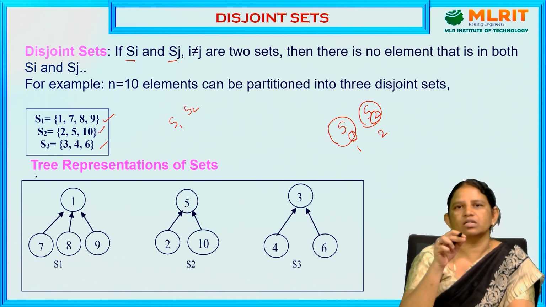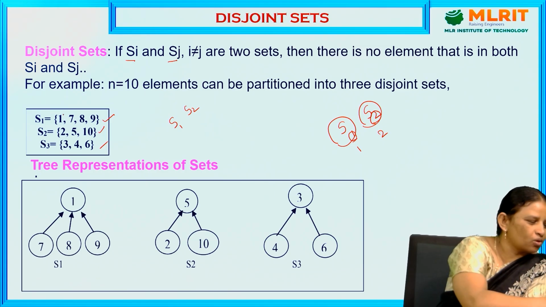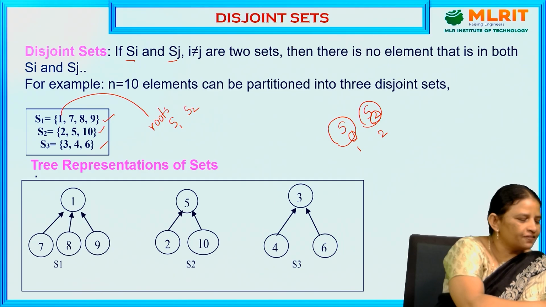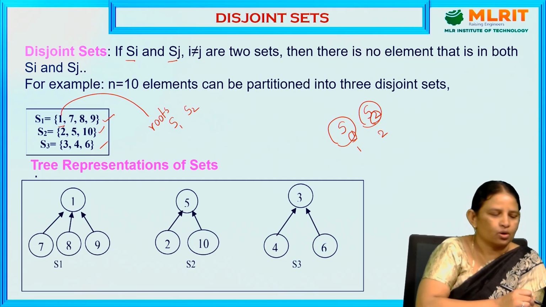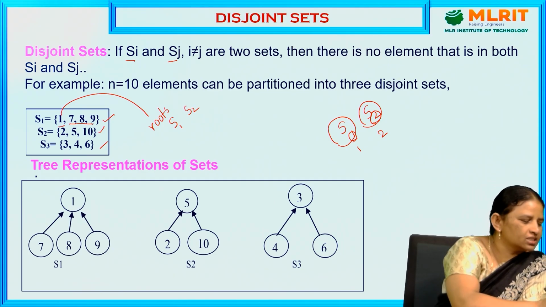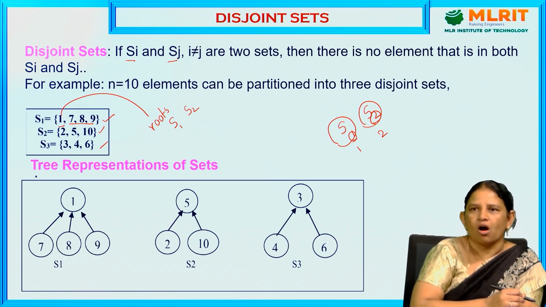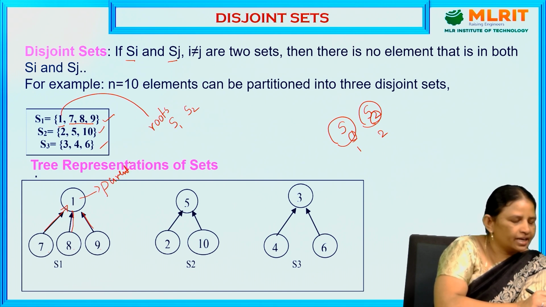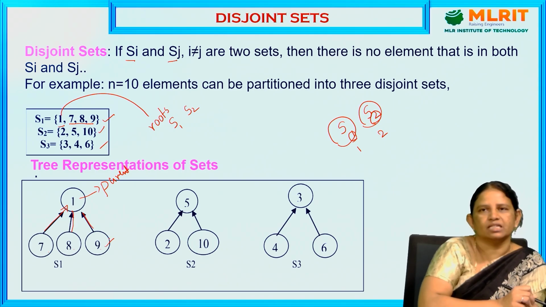So these disjoint sets are represented using a tree representation. The first node is called the root node. In the list of elements, the first element is called the root node. The leftover elements in the set, that is 7, 8, 9, are called children of the set. That means 7 is connected to 1, 8 is connected to 1, 9 is connected to 1. So 7, 8, 9 are the children and the parent is 1.